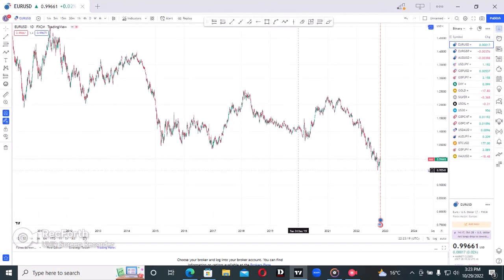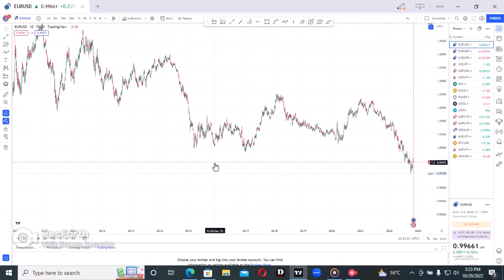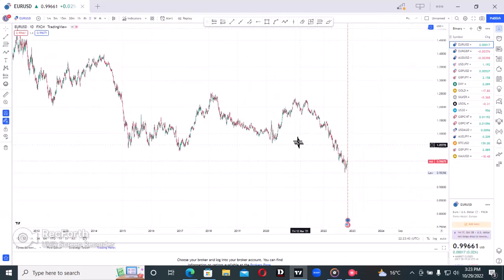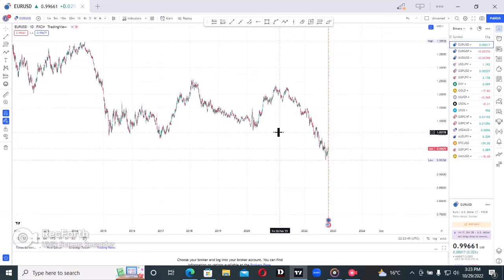As you can see right here, this is the Euro versus USD market, and I'm in the daily time frame chart. This market was moving in a downtrend right here, and here we're moving in a sideways or ranging market, and then this is the uptrend, and then this is the downtrend. So for today, I'm going to show you different things that you should look for when you're analyzing the market.